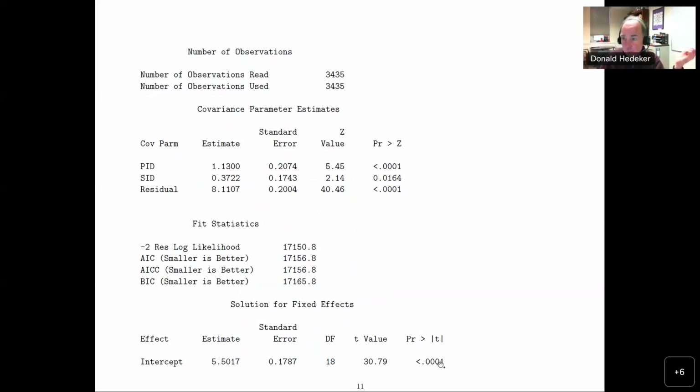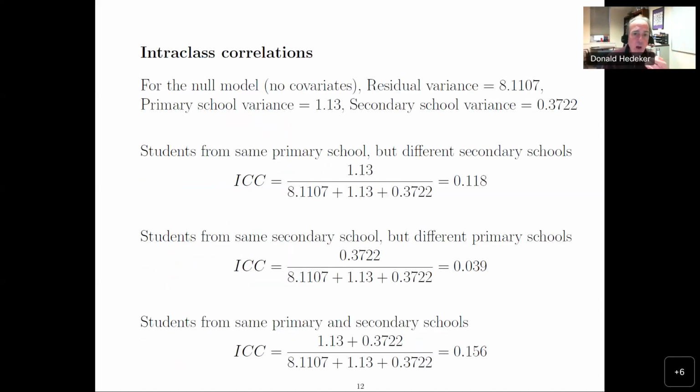Now what I want to also show from this cross-classified model is how we can calculate intra-class correlations here for how much variability is attributable to the primary schools and how much variability is attributable to the secondary schools. Okay, so this shows it here. I'm listing just these variance estimates that I got from this first run. So for students from the same primary school but different secondary schools, the ICC would put the primary school variance in the numerator, and then the denominator would put the sum of all three variances: the residual variance, the primary school variance, the secondary school variance. And so I get an ICC of about 12% here.